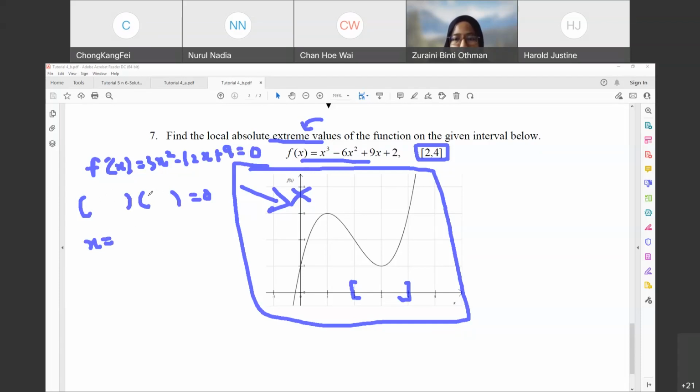1 dan 3, betul tak? Am I right? Ni 1 dan 3 ke? Ha, betul lah.